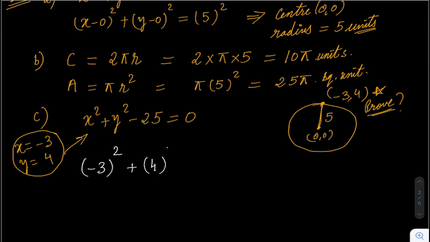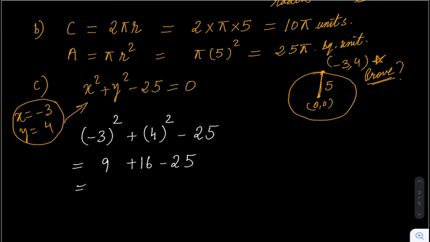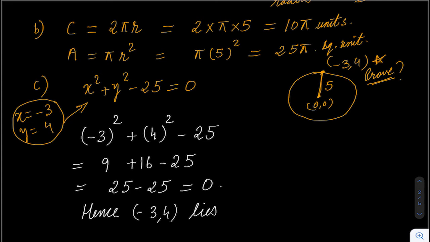So let's substitute x as minus 3 and y as 4. So if this comes out to be 0, then obviously I can say this point lies on the circle, which is nothing but 25 minus 25, which is 0. So hence we can say minus 3 comma 4 lies on circle.